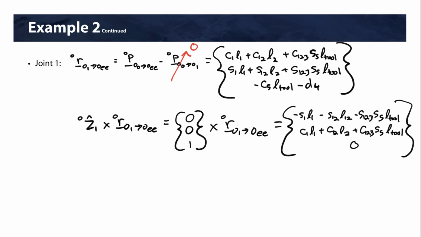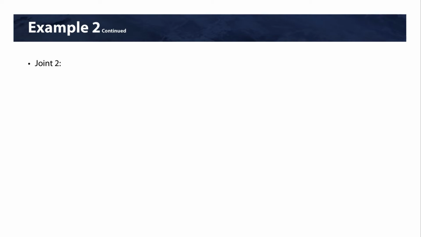So we have the two pieces of information we need. We have Z cross R here, so we need that. That's the first part of our Jacobian for that column. And then our Z direction, which I'm not going to rewrite again, but it's right here. All right, so we have all the information we need for joint 1. Now let's look at joint 2.